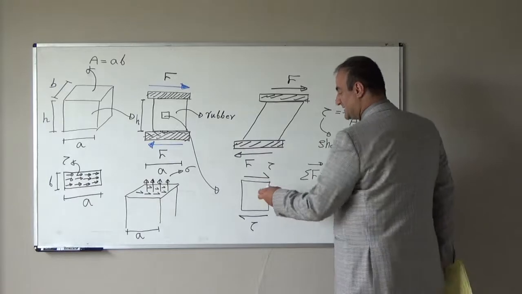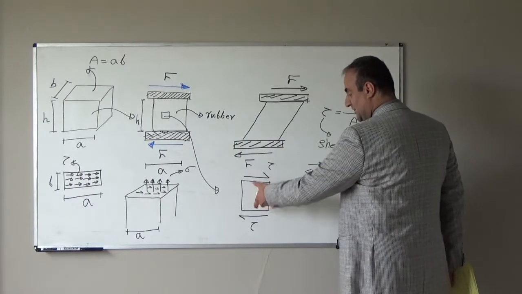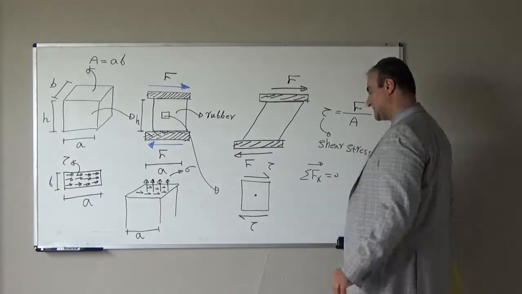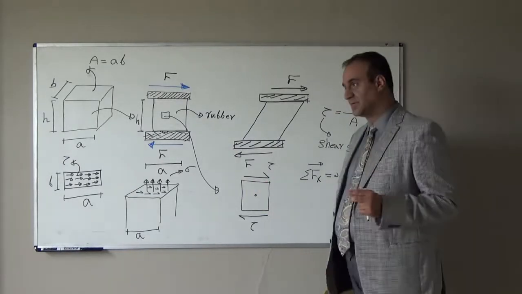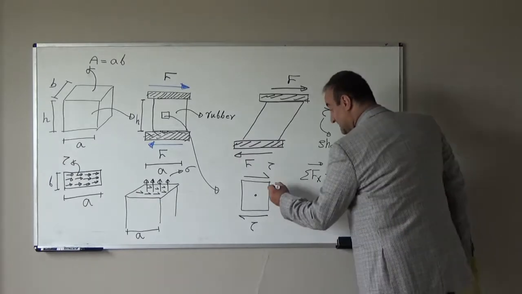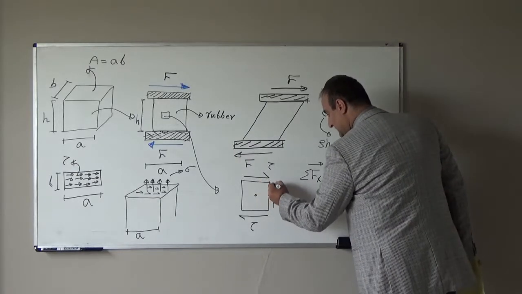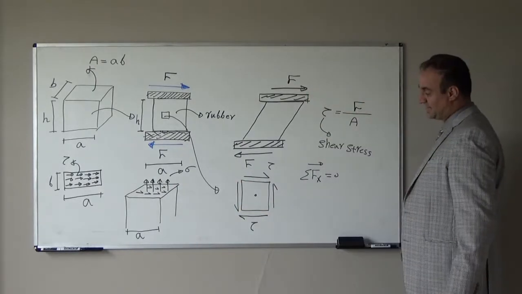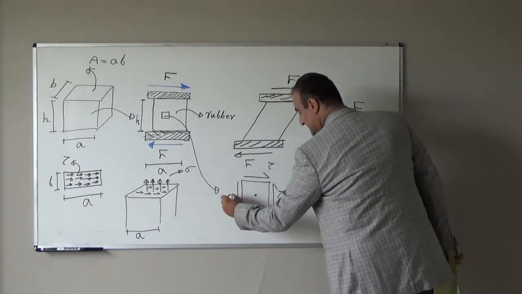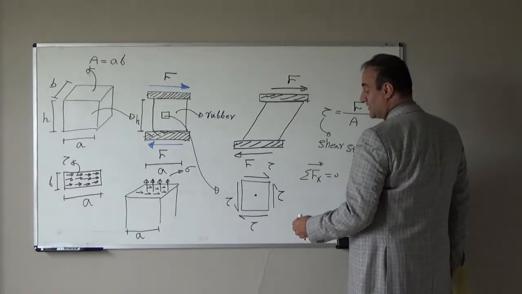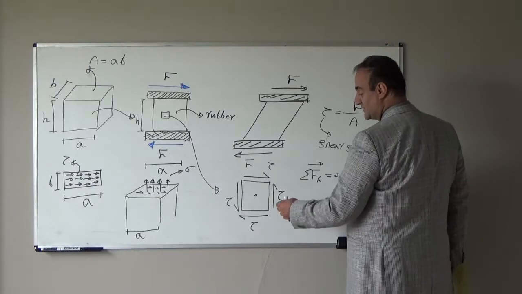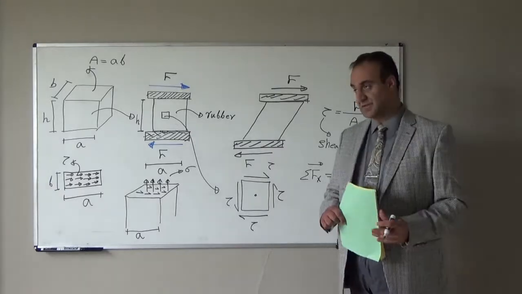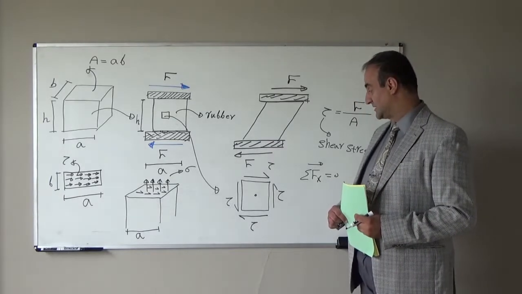Now this element is not in equilibrium. It can rotate with respect to the center, clockwise. In order to fix it at one point and make that rotation 0, this tau will create shear stress in the vertical direction as well. Now, in this element, the summation of forces in the horizontal direction is equal to 0, so they cancel each other in the horizontal direction. The summation of forces in the vertical direction is equal to 0.